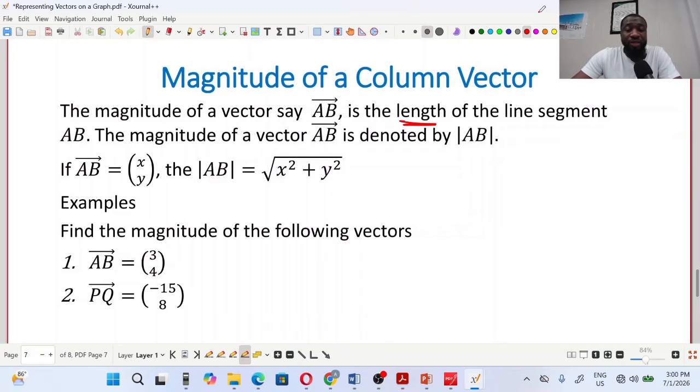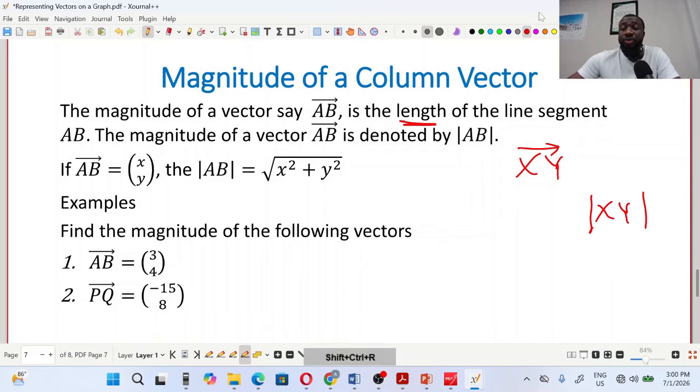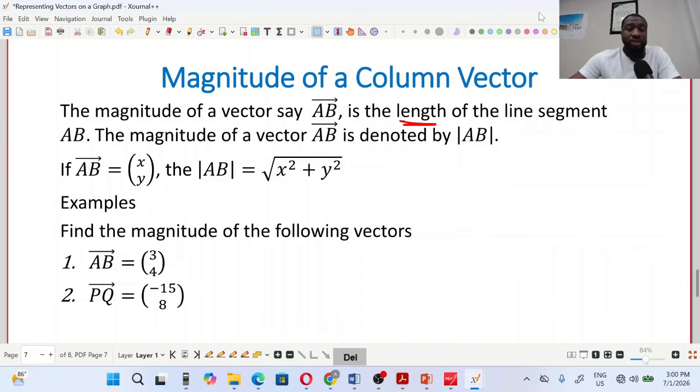So the magnitude of a vector AB is denoted by the absolute. Normally we call this absolute value. If I have vector XY, and I say work out the magnitude of vector XY, it's just going to be like this. You write XY, and then you ring these symbols, which is also called what? The absolute values, right?